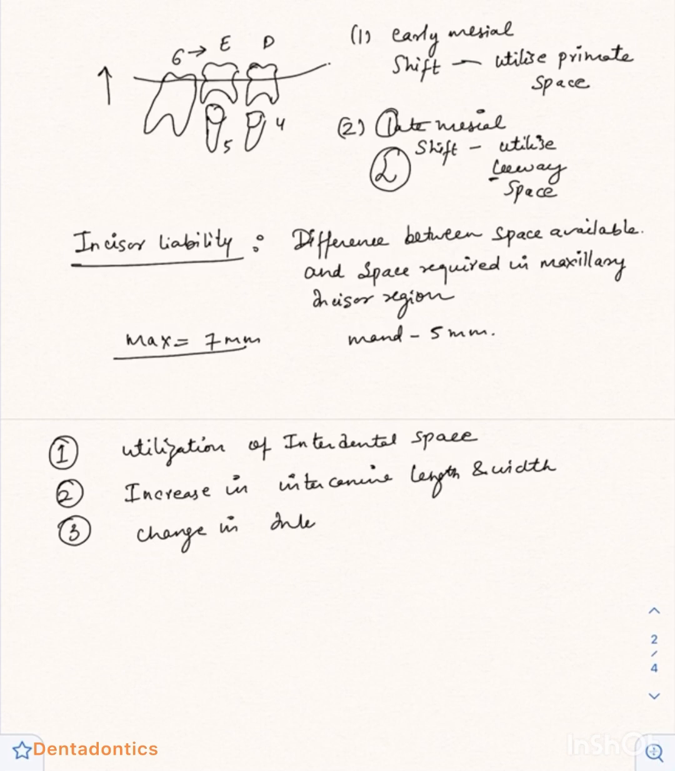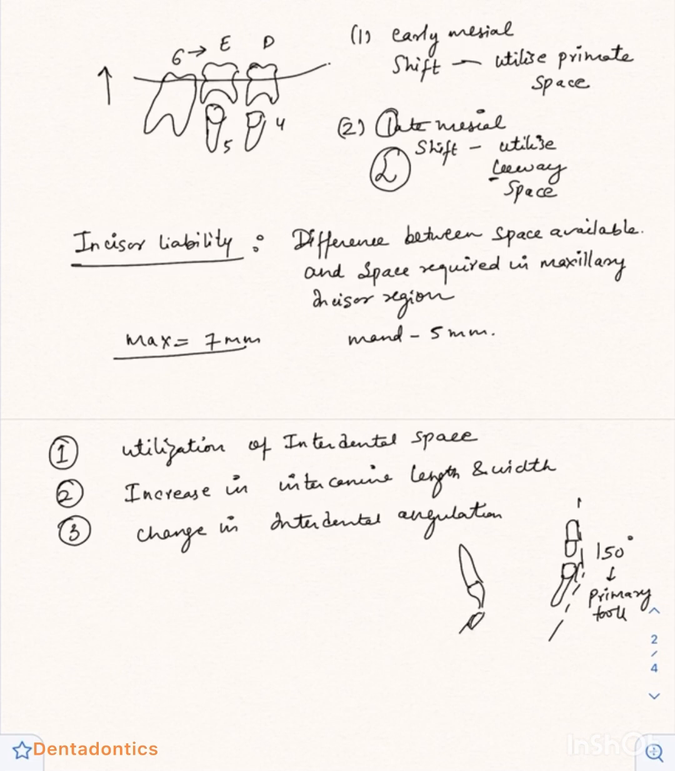So primary tooth, they are having 150-degree angle between the upper central incisor and the lower central incisor. But in case of permanent teeth, they are more proclined, so they are having 123 degree of angle between the upper and the lower incisor. As you can see in this figure, the difference in angulation of primary and the permanent teeth. By this way, the permanent tooth try to accommodate in that space. As you can see in this figure.